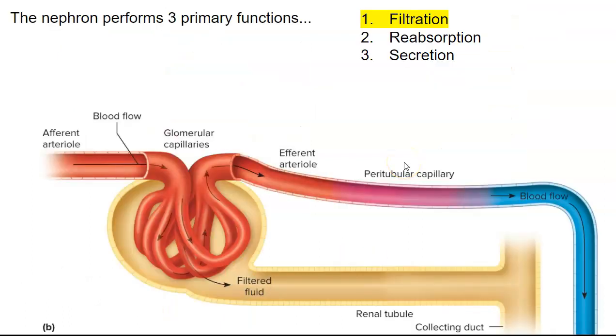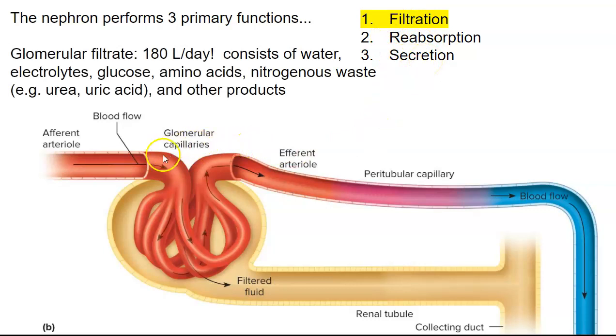If we wanted to study the physiology of the nephron, I think we can most easily do that by breaking up urine production into three parts: filtration, reabsorption, and secretion. So first, filtration. Filtration takes place here at the glomerulus.